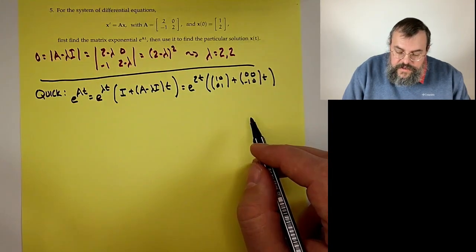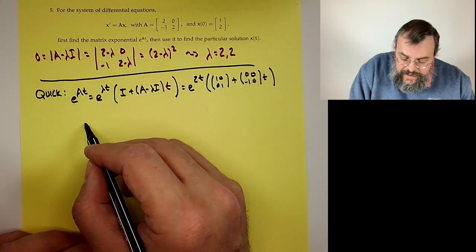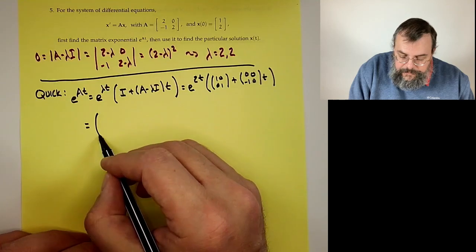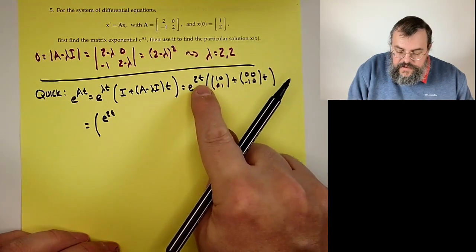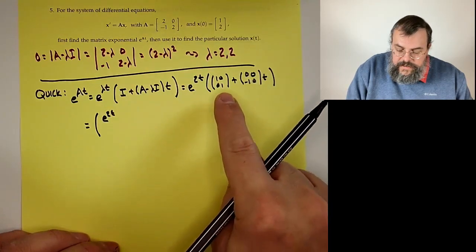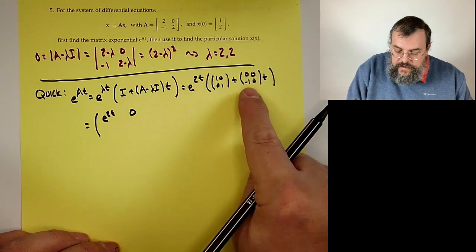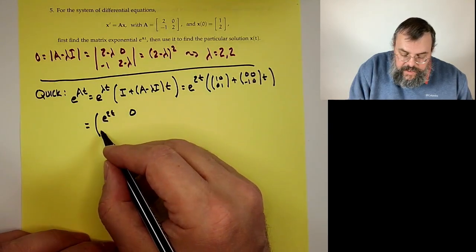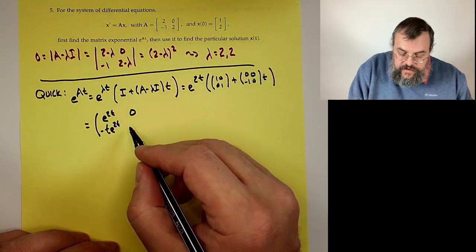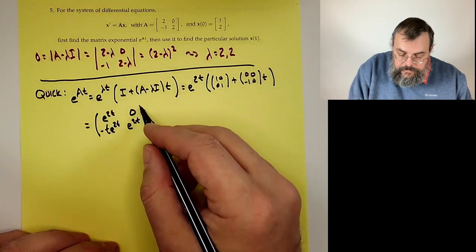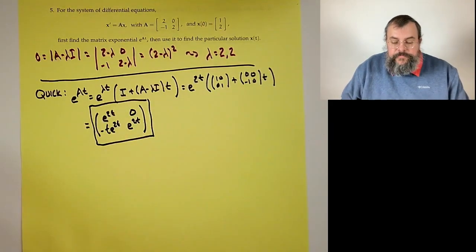Which says e to the At is going to be e to the 2t, that's the first entry, and then 0, and the next entry, 0 minus t, so minus t e to the 2t, and e to the 2t. All right, so that's e to the At.